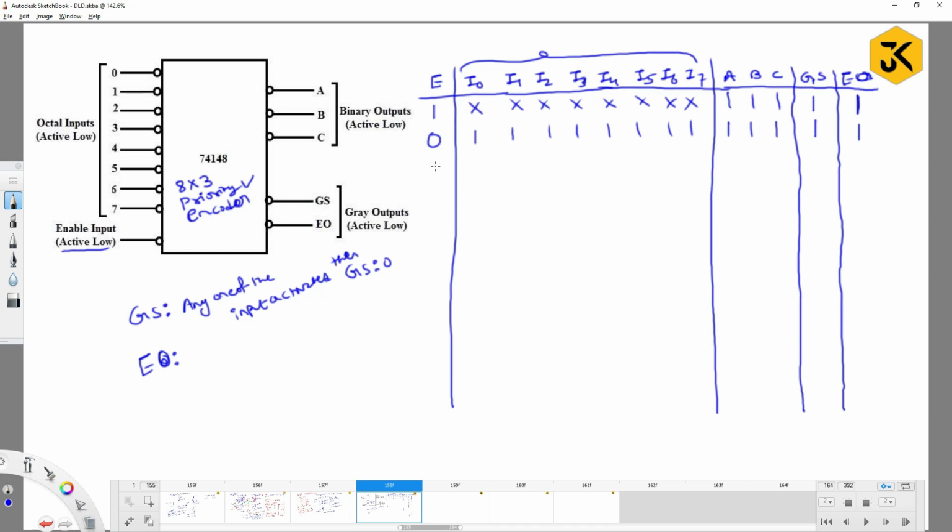Now, take the case of another possibility of circuit enabled. So I can take all ones and I mention the enable as 0. Right? Now what might be the output?